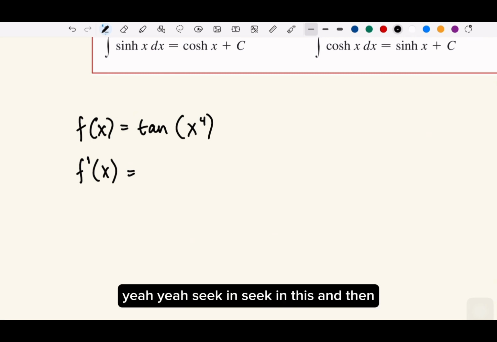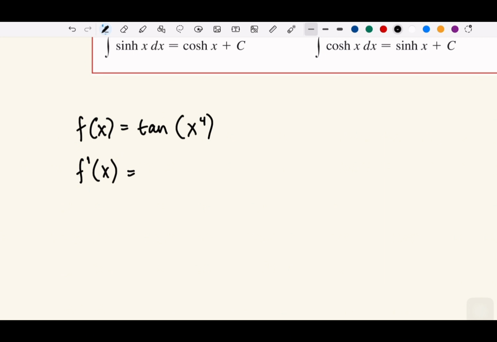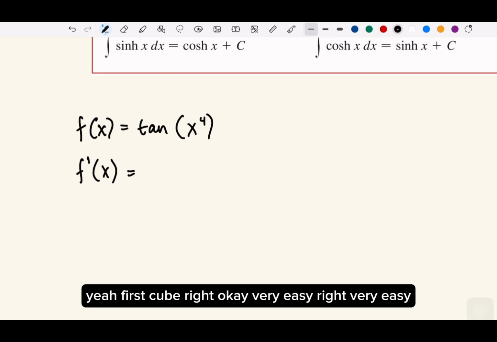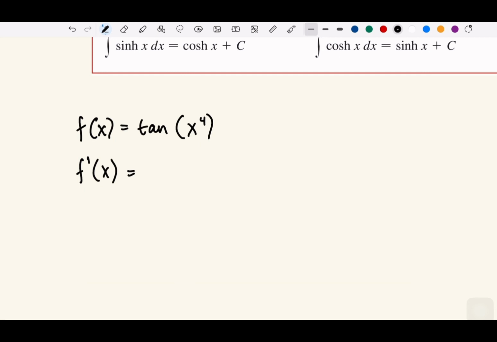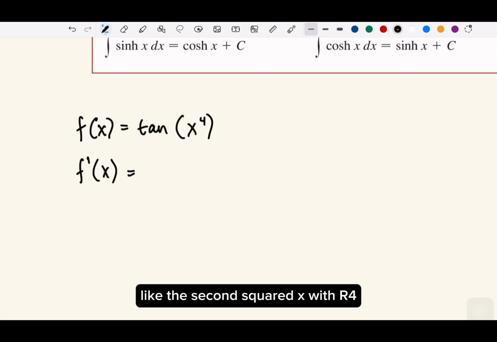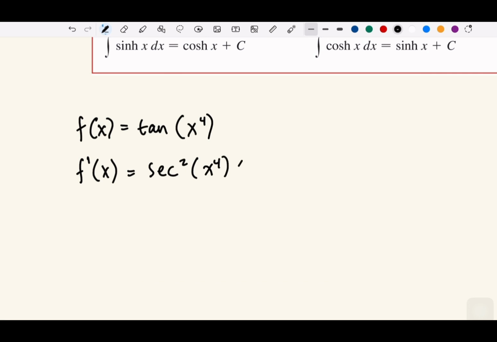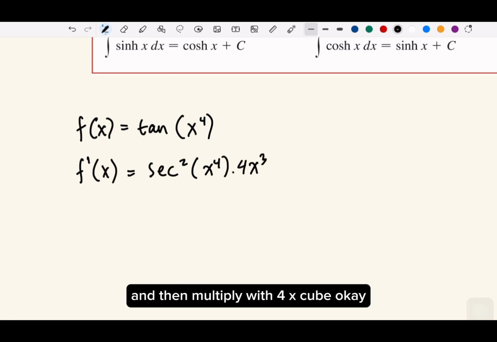Yeah, secant this, and then? For its cube, right? Okay. Very easy, right? Very easy. So we can write the secant squared x to the power of 4, and then multiply with 4x cubed. Okay.